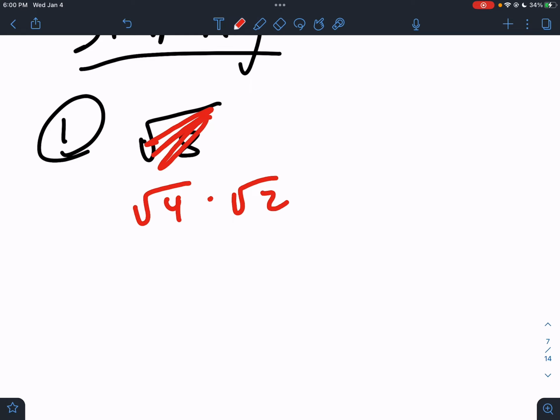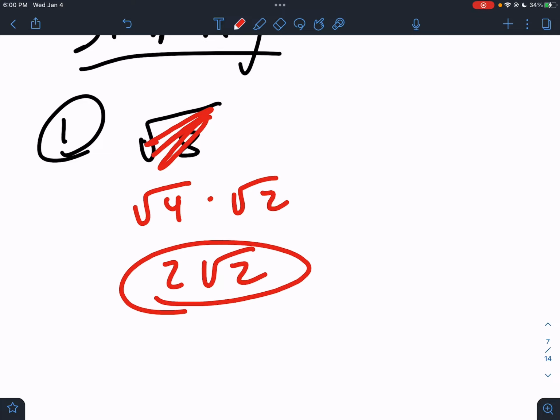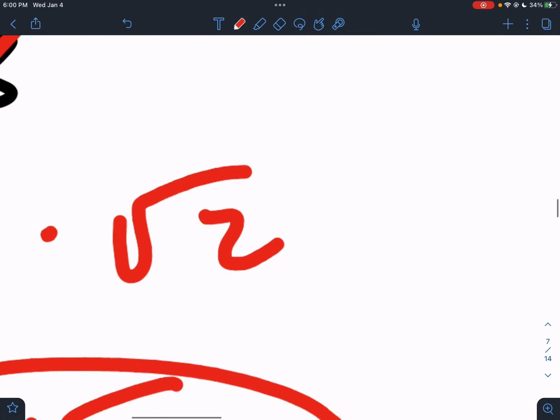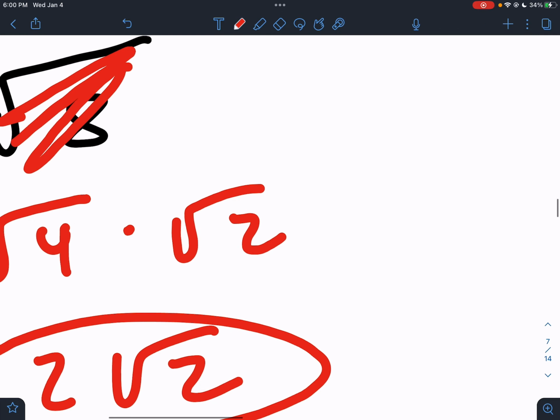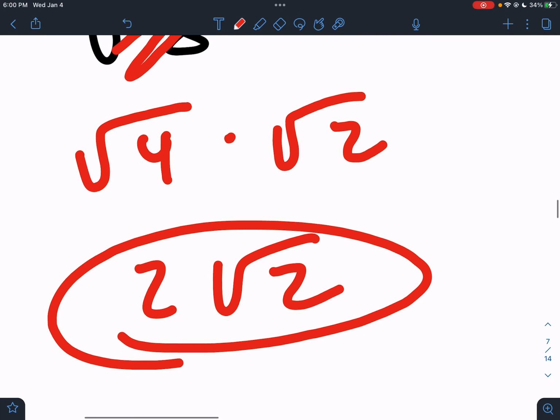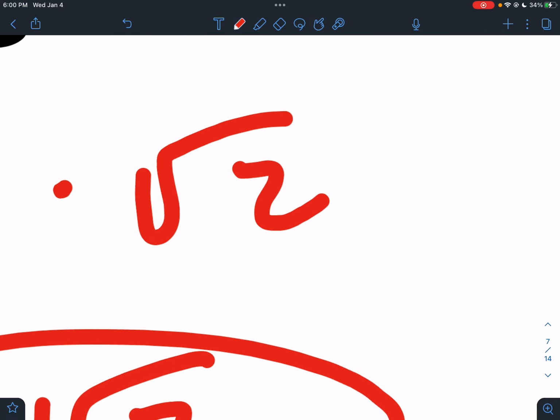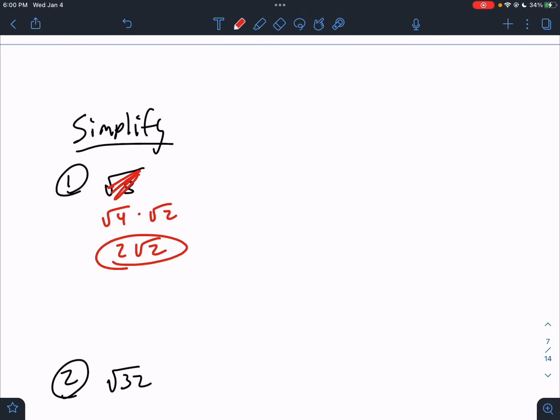Well, why did we do that? What is the square root of 4? The square root of 4 is the whole number 2. What about the square root of 2? That's not a whole number. That's about 1.4. You have to leave that as root 2. Root 4 becomes the whole number 2. Root 2 cannot be simplified anymore. There's no perfect square factors. There's nothing else you can do to the square root of 2. So that's done.